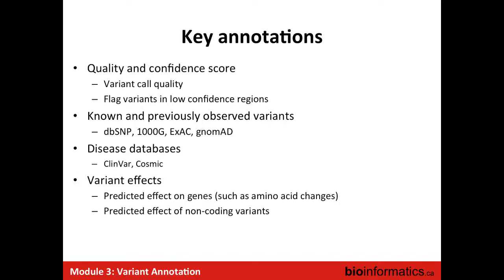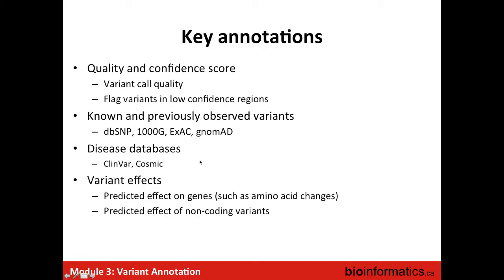I've touched on some of these annotations already. Quality and confidence score is obviously a criterion you want to look at when looking at these variants. What was the quality of the call? If there are reads in low confidence regions, you want to annotate that. So these are annotations about quality and confidence.